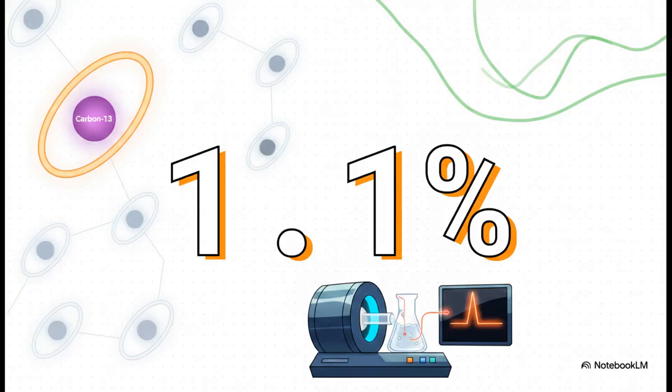But here is the absolute kicker. In nature, only about 1.1% of all carbon atoms are carbon-13. The other roughly 99%? Yeah, that's our invisible ghost, carbon-12. Just think about what that means in practice. If you have a sample with 100 carbon atoms, statistically speaking, only one single atom is actually going to be a carbon-13 nucleus that can give us a signal. So we are working with an incredibly tiny number of targets here.